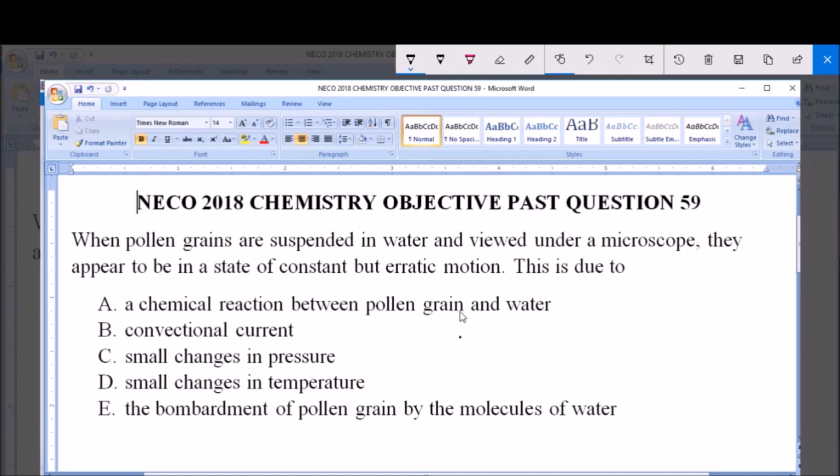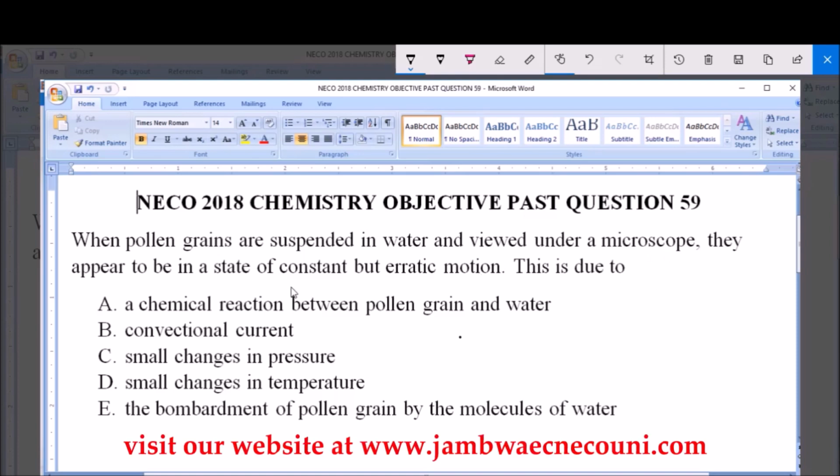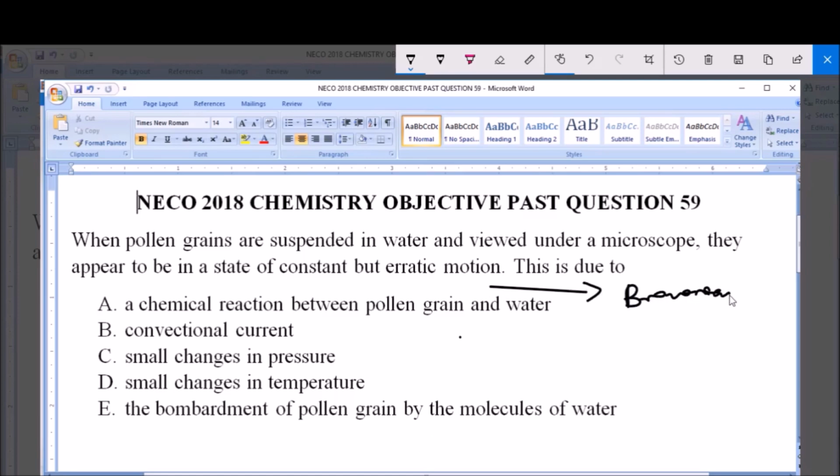Now when pollen grains are suspended in water and viewed under a microscope, it will be observed that they will be in a constant but erratic or random motion. Now this is a phenomenon known as Brownian motion. During the experiments, it was observed that when a pollen grain is placed in water and viewed under a microscope, these pollen grains begin to move haphazardly, that is, their motion is haphazard and random, that is the erratic motion here, and constant.